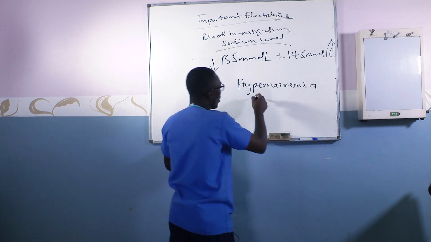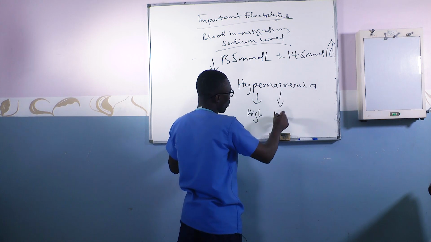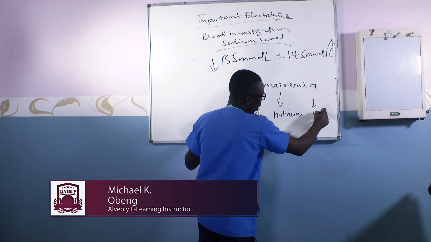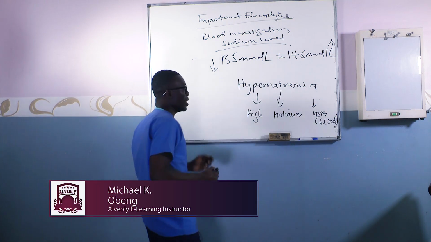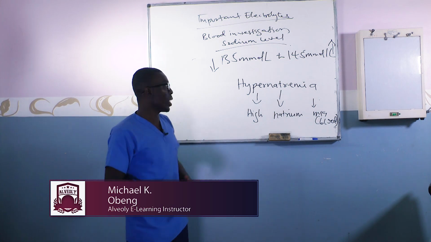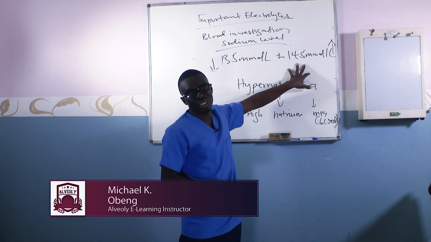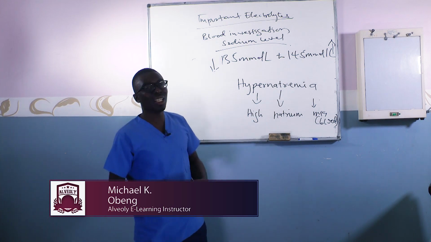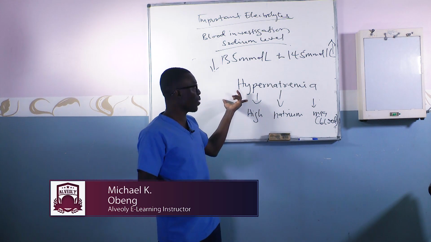So in the same way, hyper means what? High. Okay, natron, from the word natron, which represents sodium. Emia gives us what? Blood. So basically, hypernatremia means high sodium level in the blood. So it is very important for us to put this parameter in memory, so that in case they ask us a question and the figure they give is higher than 145, it means that it's an indicator of hypernatremia.